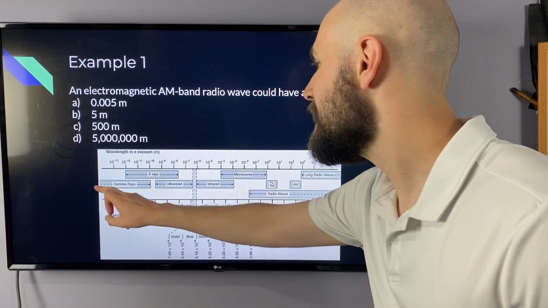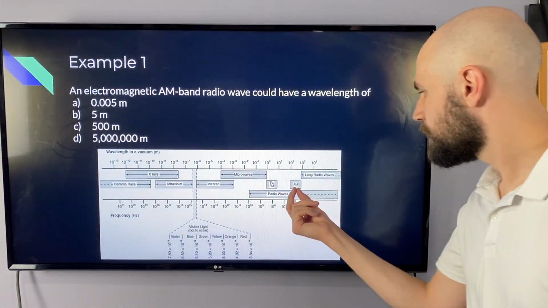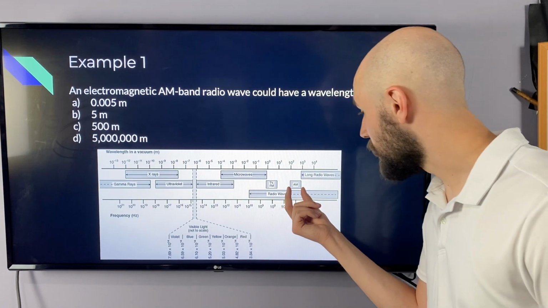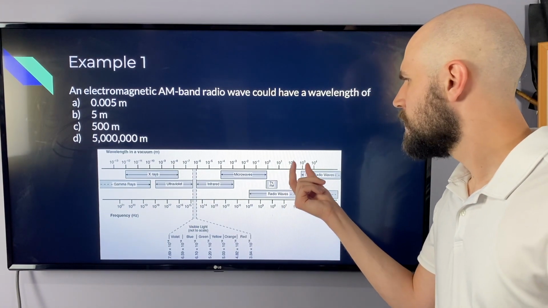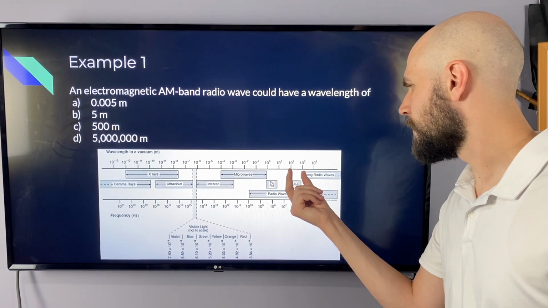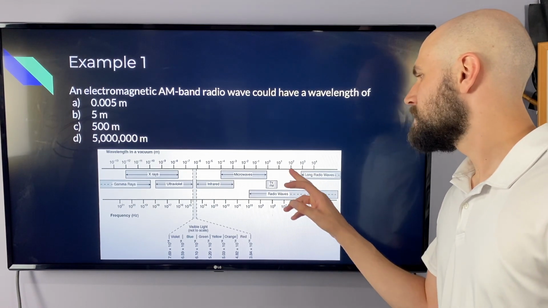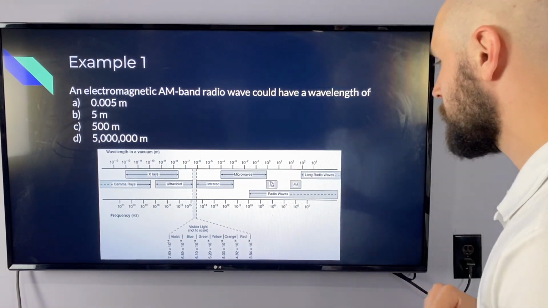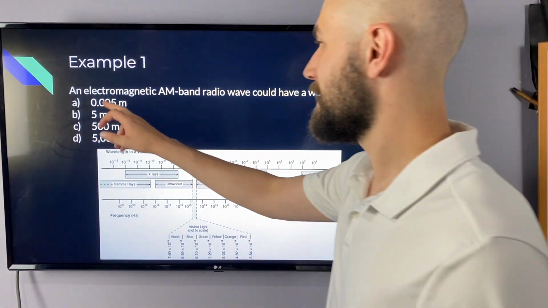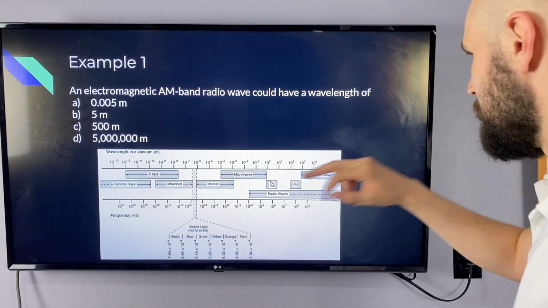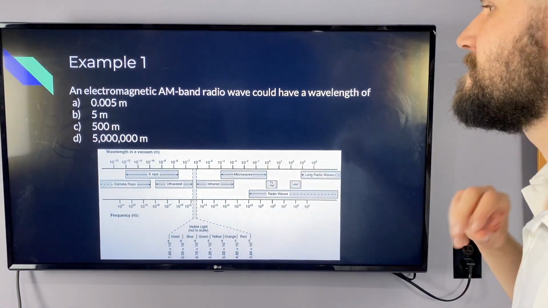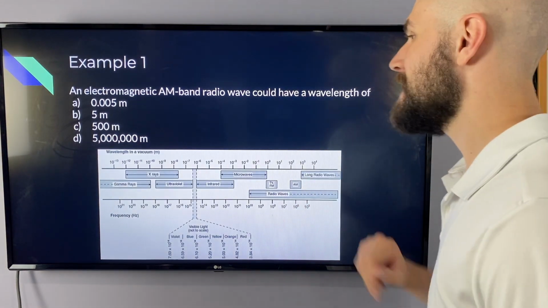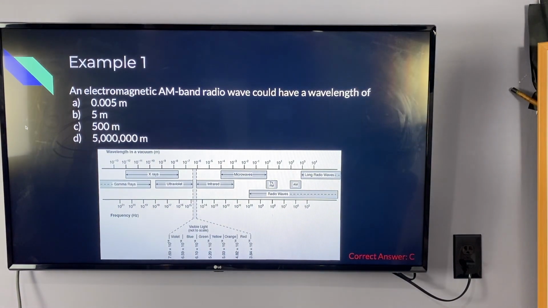We can find AM radio waves inside of our diagram. Any electromagnetic waves that exist in this little range would be AM radio waves. And we can look. Wavelengths are given on the top of this diagram. And AM radio waves live somewhere between an order of magnitude of 2 and an order of magnitude of 3. So that means that if we're looking, we have like a significant digit of 5 here. That means it can live somewhere between 500 and 5,000 meters as a wavelength. So then the best answer here would be choice 3.